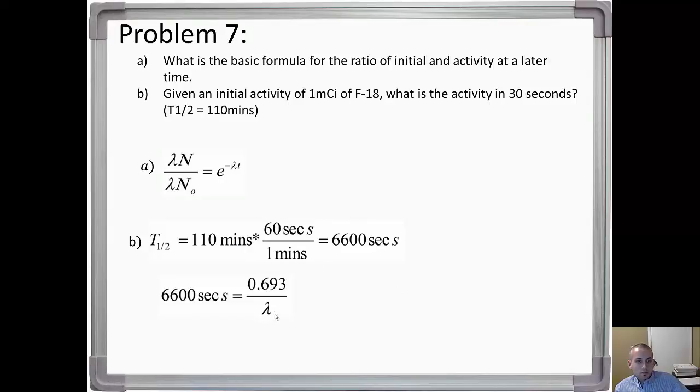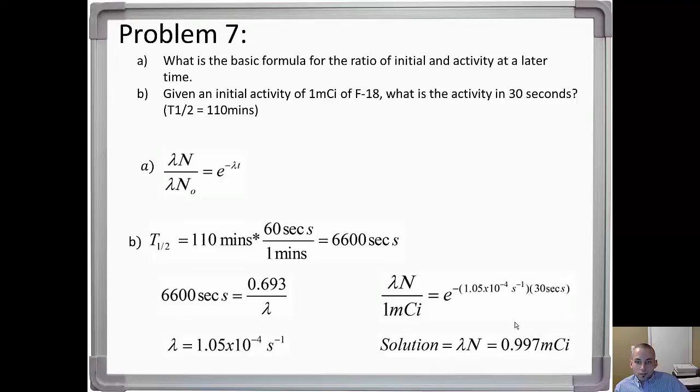Okay, so now I have the half-life in seconds. Let's find the decay constant. Half-life is equal to 0.693 over the decay constant. So solve for the decay constant. I have that. Now we have the initial activity, we have the decay constant, and we have the time. So we can sub them all in and get our answer. Here we go. And our answer is 0.997 millicurie.